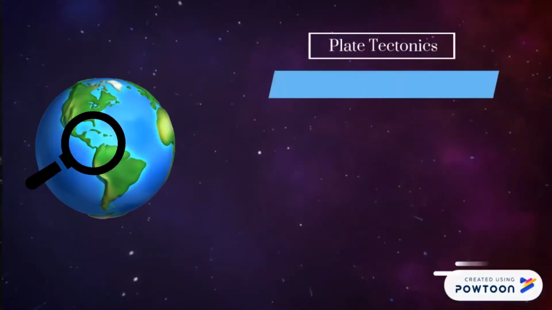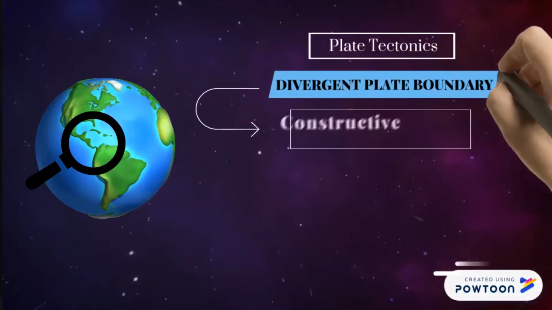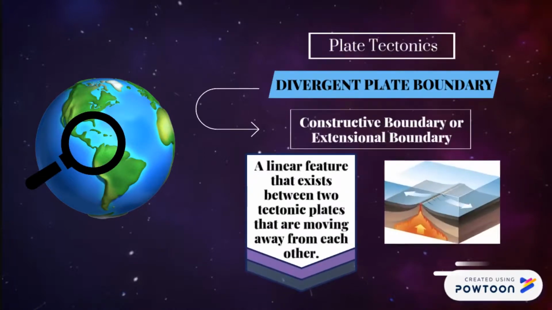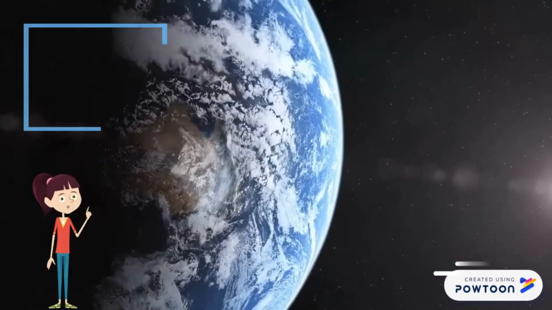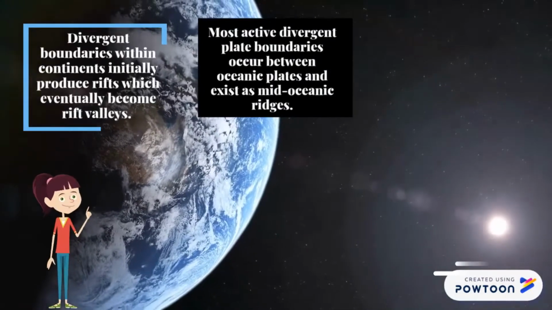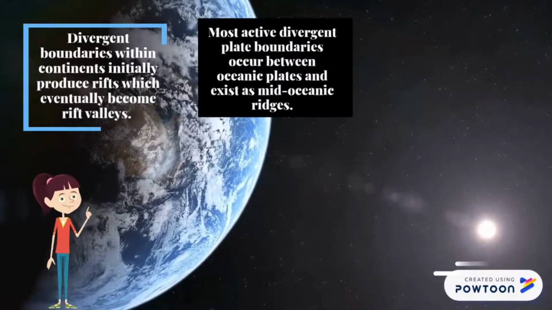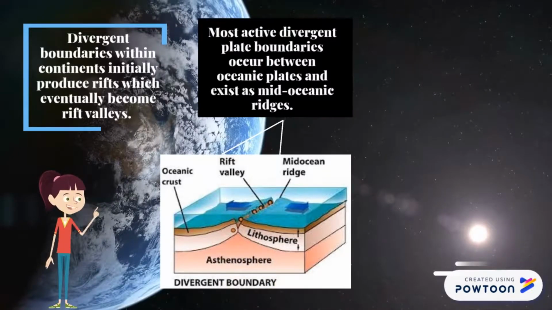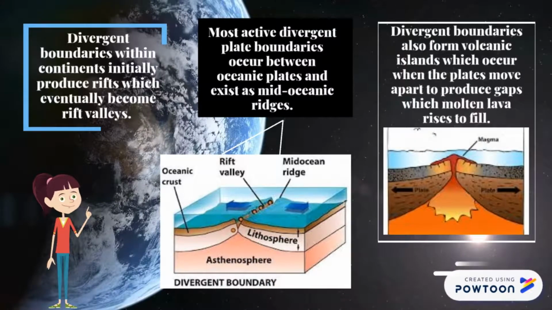In plate tectonics, a divergent boundary or divergent plate boundary, also known as a constructive boundary or an extensional boundary, is a linear feature that exists between two tectonic plates that are moving away from each other. Divergent boundaries within continents initially produce rifts, which eventually become rift valleys. Most active divergent plate boundaries occur between oceanic plates and exist as mid-ocean ridges.